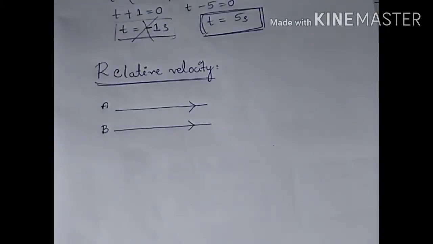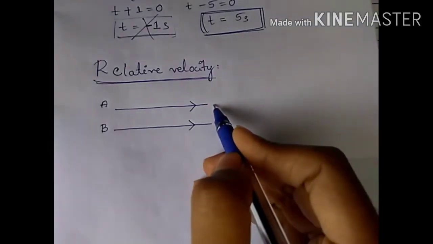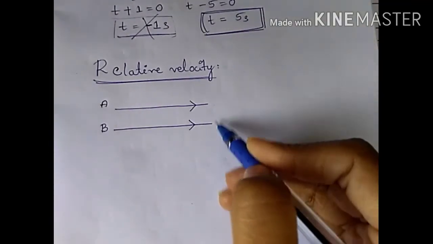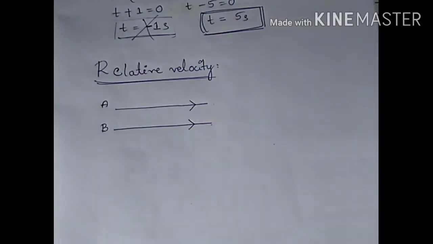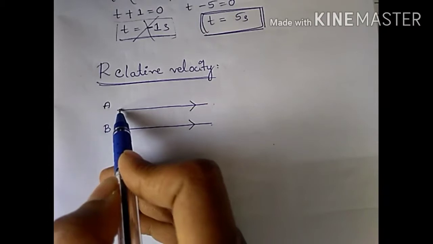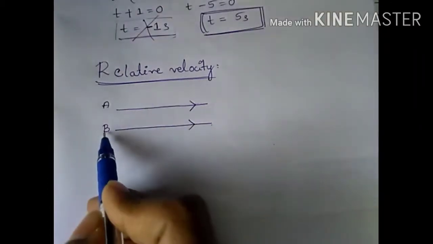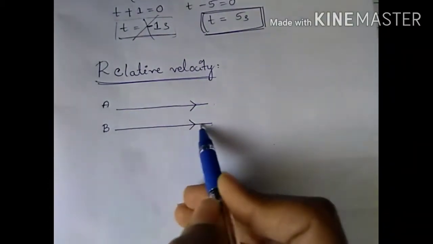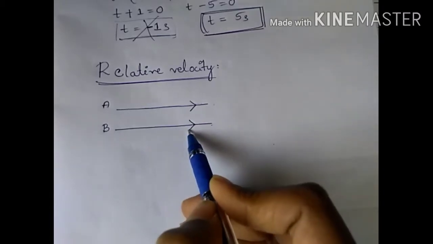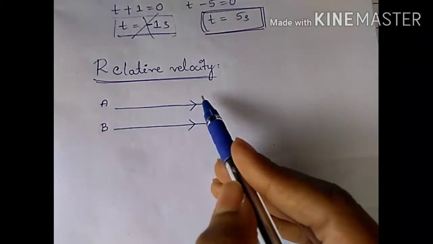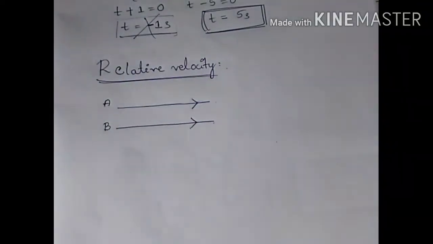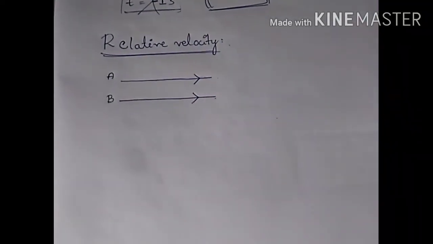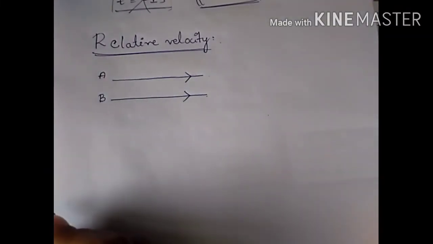If they move in a straight line, we compare their motion in terms of their relative velocity. So there is a body A which is moving in a straight line, and there is another body B which is again moving in a straight line. So to compare their motion, we have introduced one more term, that is relative velocity. Now let us understand what is relative velocity.